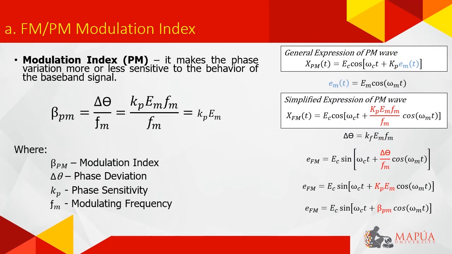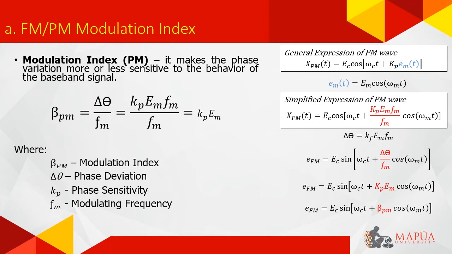For PM, the modulation index makes the phase variation more or less sensitive to the behavior of the baseband signal, which is given by beta sub PM is equal to K sub P times E sub M, where beta sub PM is the modulation index, K sub P is the constant known as phase sensitivity, and E sub M is the amplitude of the modulating signal.